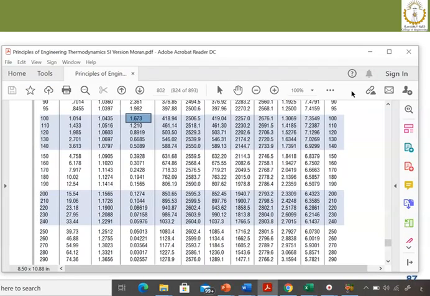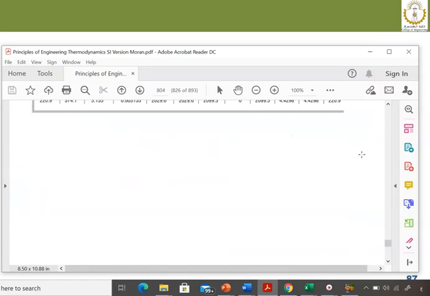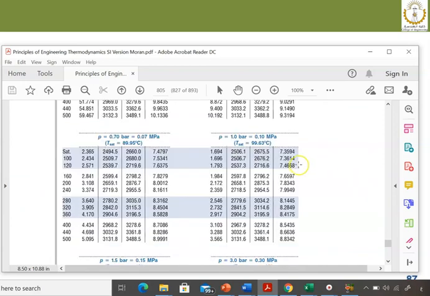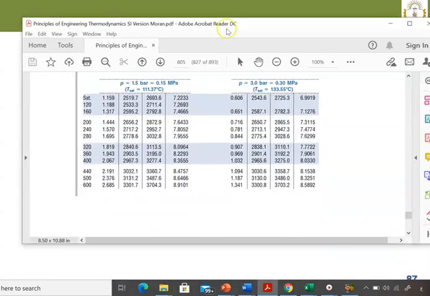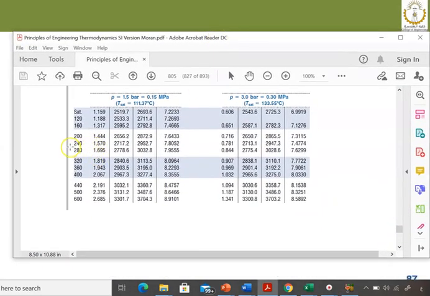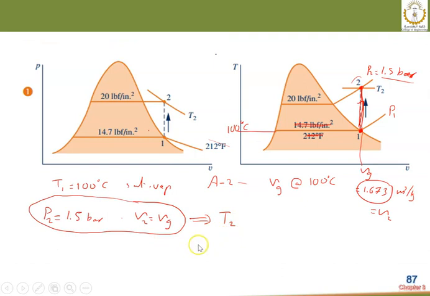Then we go to the superheated table, yes, this one, and we look for a pressure of 1.5 bar, which is this one, 1.5 bar, and 1.673. So the specific volume is 1.673, which is between these two. So this is 1.5 bar, and it is between these two, and then we'll have two values, TA and TB.